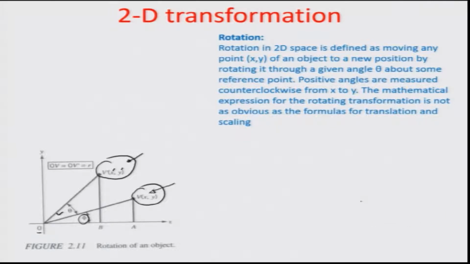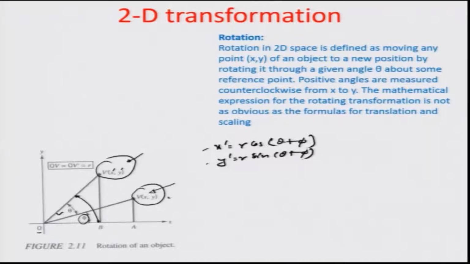And the coordinate x dash in this particular thing can be represented very simply as r cos of theta plus phi, where theta plus phi is the complex angle as the vector moves to the new location v dash with respect to the x axis. Similarly, y dash can be represented as r sine of theta plus phi, and from this information we can probably get the representations of x dash and y dash in terms of x and y coordinates.